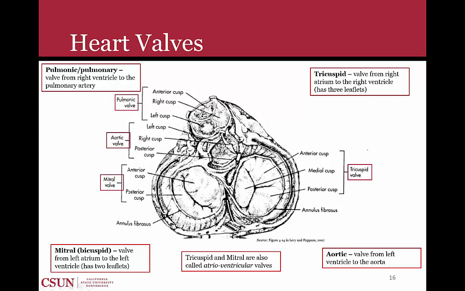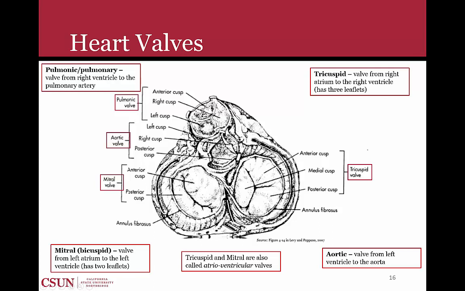So this one here is the one that connects the right atrium. I'm sorry, where are we here? Pulmonic, mitral. Got it. Okay, so this is actually the pulmonary valve. I got confused there. Pulmonic valve. So this one connects the right ventricle to the pulmonary artery. Right here you have the aortic valve that connects the left ventricle to the aorta.